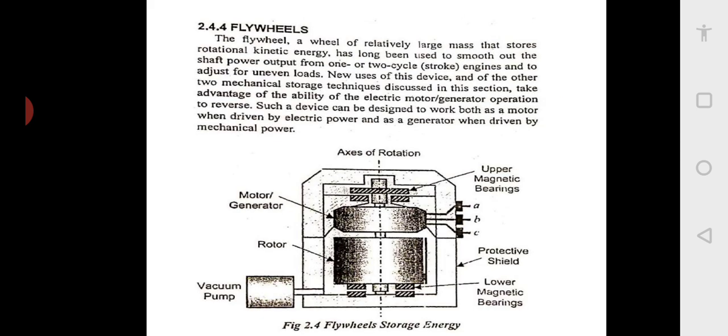And lastly, in mechanical storage, you have flywheels. As I was discussing, in your motorcycle two-stroke engine, there is a flywheel. A flywheel, a wheel of relatively large mass that stores rotational kinetic energy, has been long used to smooth out shaft power output from two-stroke engines and to adjust for uneven loads.